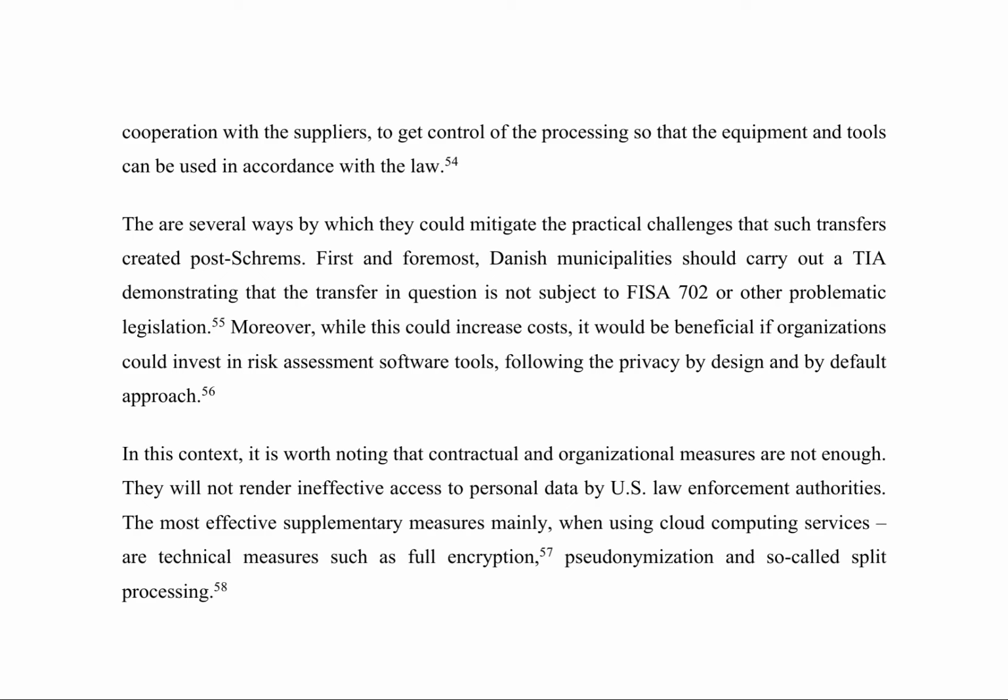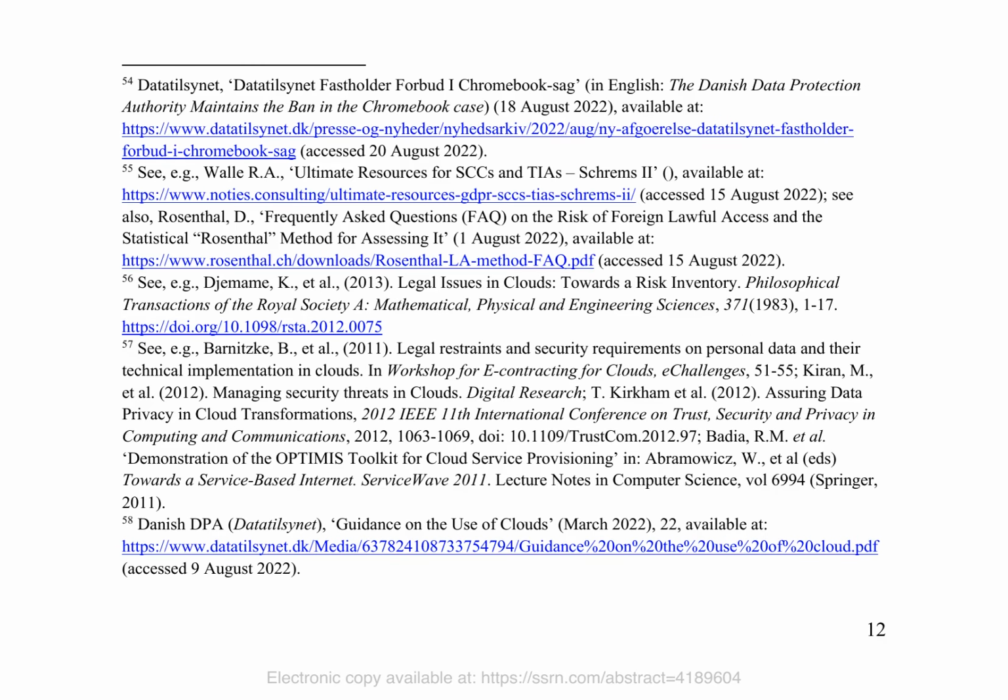The Danish DPA has provided guidance on the use of clouds, emphasizing the need for technical measures to protect personal data. Municipalities are expected to take relevant actions and develop strategies to manage these legal risks, including assessing whether similar problems exist and, if so, cooperating with suppliers to regain control of the processing. By implementing these measures, municipalities can ensure that their equipment and tools are used in accordance with the law. The Danish DPA's decision has significant implications for municipalities using similar Google tools with a similar processing structure, emphasizing the need for careful risk assessment and mitigation.